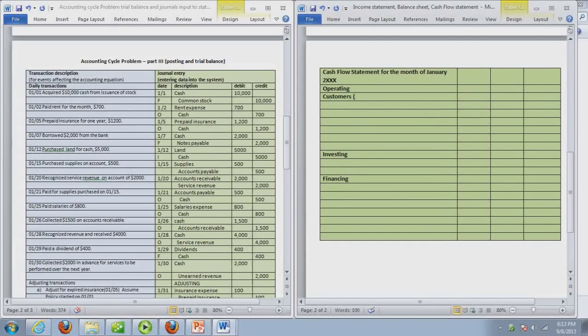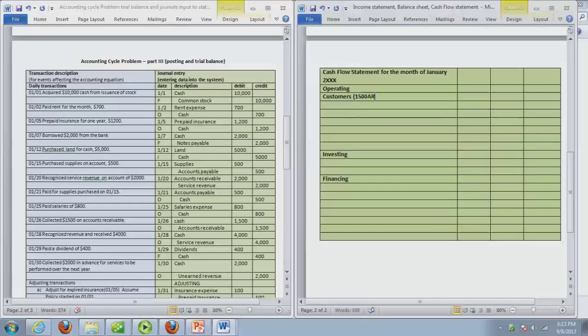And just call it customers rather than cash from accounts receivable, cash from unearned, and so forth. So if you look at the cash coming in from operating, let's see, got to go a little ways down. Here's the first one, actually all the way down here. Cash from accounts receivable, $1,500. So I'm going to put $1,500 as a cash inflow.